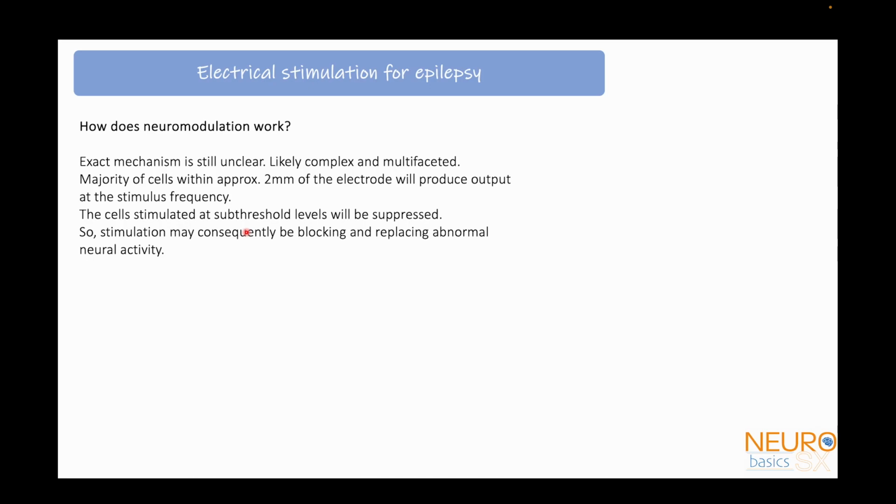So there is a chance that how stimulation works is that it blocks and replaces all the abnormal neural activity which is arising from around the electrode and actually stimulates normal activity. But still, the exact mechanism continues to remain very unclear.